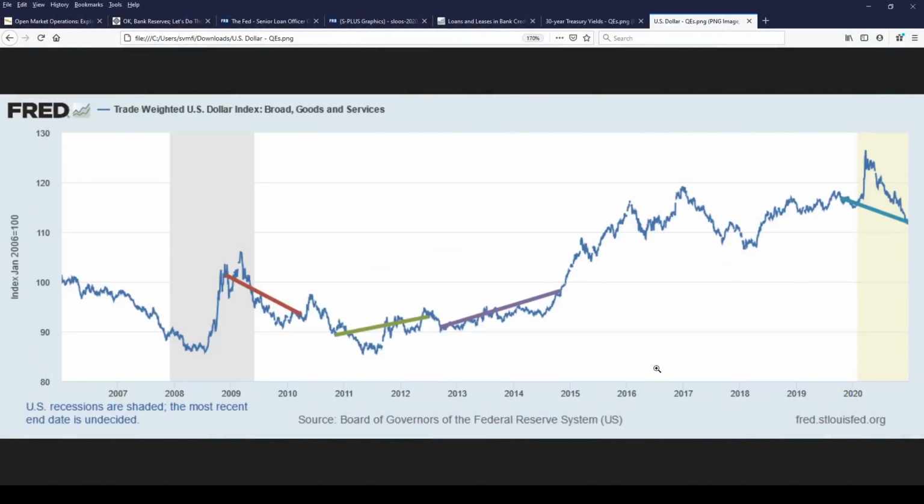Now, many claim that QE also leads to a weaker dollar. Let's explore this. So we're going to go back to the FRED database and pull the chart of the trade-weighted US dollar index, broad goods and services, and let's look at what happened in QE1. From November 25th, 2008, the dollar was 100.8, and by March 31st, 2010, it was 92.1, an 8.6% decrease, which would give some evidence perhaps the dollar does fall during quantitative easing.